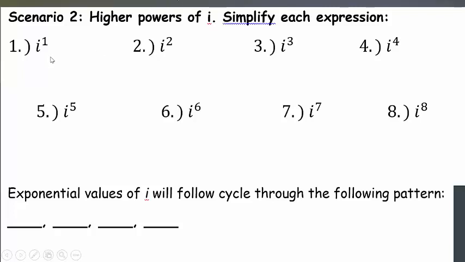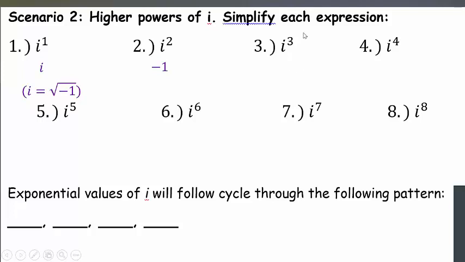I want to go through and just do some basic powers of i. So we know i to the first, anything to the first is itself, so it's really i, and just a friendly reminder that i is the same thing as root negative 1. We also learned that i squared is negative 1, because if you square both sides of this equation, you get i squared equals negative 1.